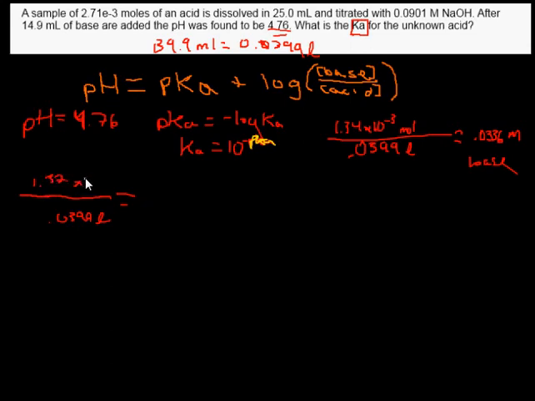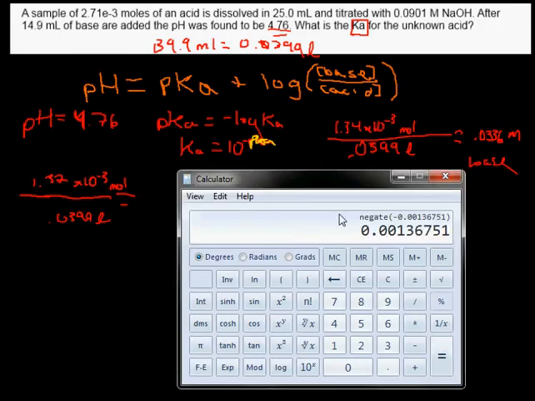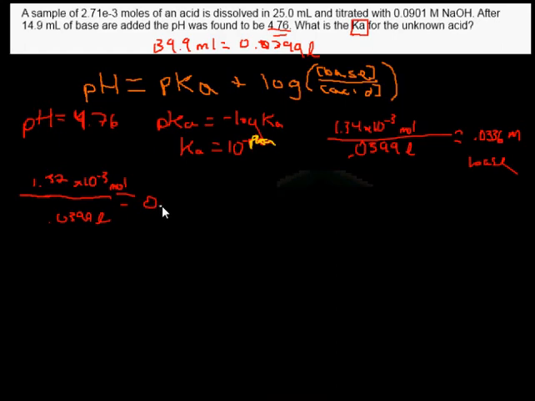1.37 times 10 to the negative 3. And realize that this is an unknown acid. We don't know what the heck the acid is, and it doesn't really matter. We're just solving for the Ka. So we take that and divide it by the total volume, 0.0399. That gives us 0.0343 M, and this is for the acid.